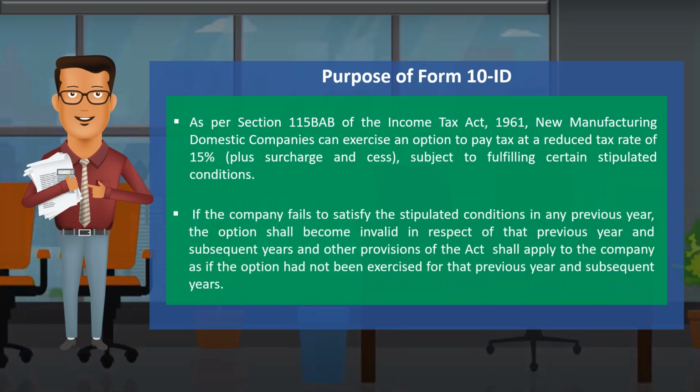If the company fails to satisfy the stipulated conditions in any previous year, the option shall become invalid in respect of that previous year and subsequent years, and other provisions of the Act shall apply to the company as if the option had not been exercised for that previous year and subsequent years.